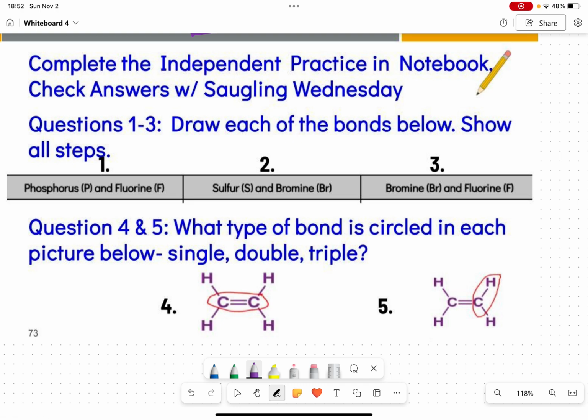And then when you're done, I want you to copy these 2 pictures in your notebook and tell me, is it a single, double, or triple bond in the portions that are circled for number 4 and number 5? So again, for questions 1, 2, and 3, you're practicing drawing these pairs, P and F, S and Br, and Br and F. And then for 4 and 5, tell me what type of bond you have between the circled pair of elements. I will be checking these when I return on Wednesday.